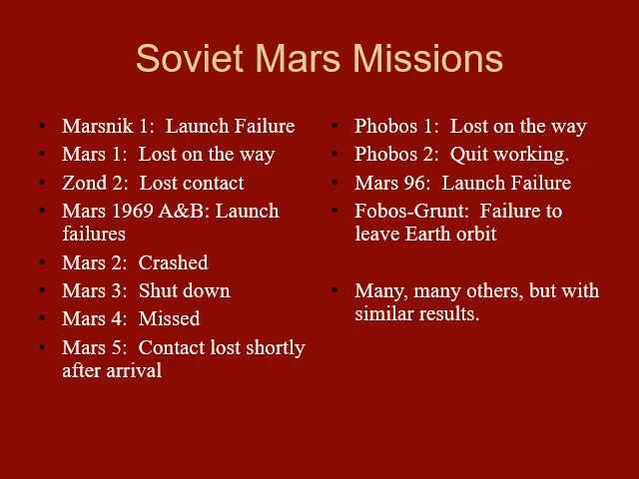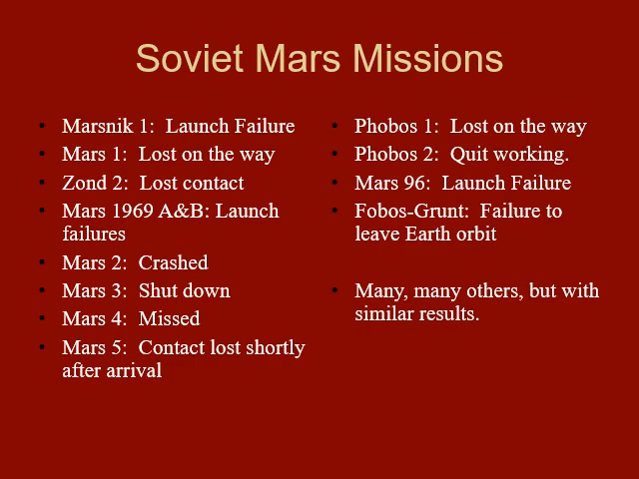The Soviets had an interesting sort of thing here. The first thing they sent to Mars, Marsnik 1, blew up on the launch pad. And then Mars 1 launched, went towards there, and then they lost contact on the way. They had some others that they lost contact with on the way. Mars 2 crashed. Mars 3 landed and then shut itself off. And Mars 4 actually missed Mars, and Mars 5 arrived at Mars, and then they lost contact with it.